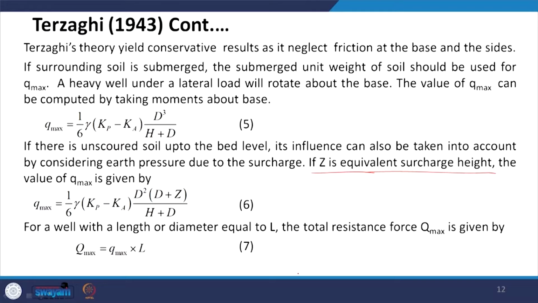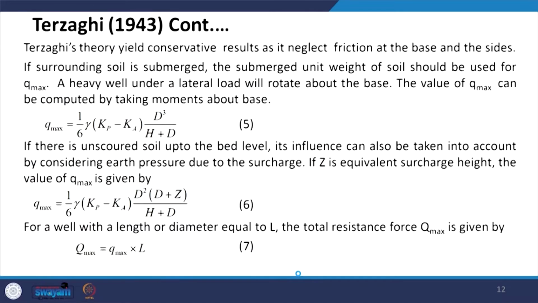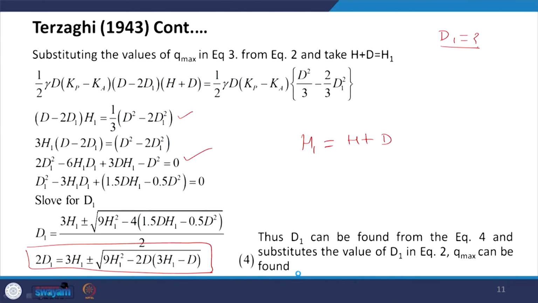So ultimately, equations 4, 5 and 6 give you the value of q max depending on the case. Equation 4 will give you the value of d1, and you substitute it back in equation 2 to get the value of q max for this case. Otherwise, if your point of rotation is at the base, then equation 5 or 6 can be used directly. So let us assume that the value of q max is known.